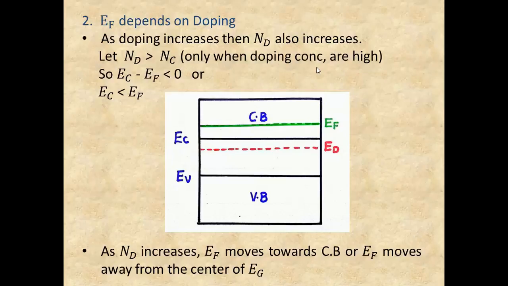As you do doping, your N_D also increases. Now let's say here N_D is greater than N_C only when doping concentrations are high. In this case, E_C will be less than E_F. So in this case, what happens when N_D increases? Fermi energy moves towards the conduction band, or in the other way, it moves away from the center of the energy gap. So conductivity increases with doping. It is a vice versa of the previous.